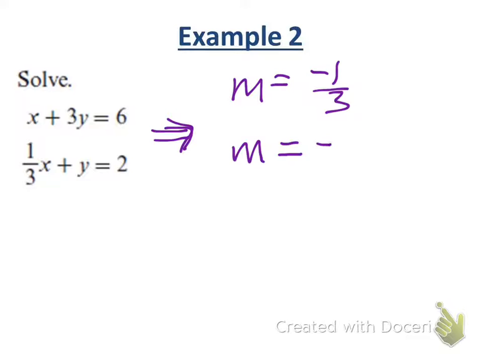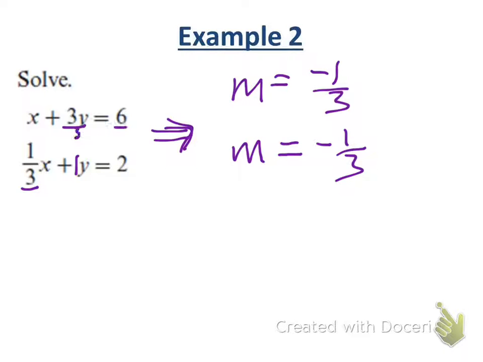Negative 1/3. It's the opposite of A over B, the opposite of this divided by this. So are these parallel? To be parallel, they have to also have what? Different y-intercepts. All right, I don't think they're going to have.